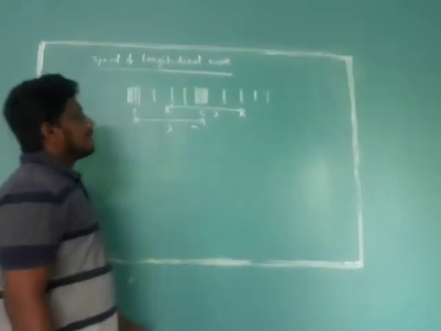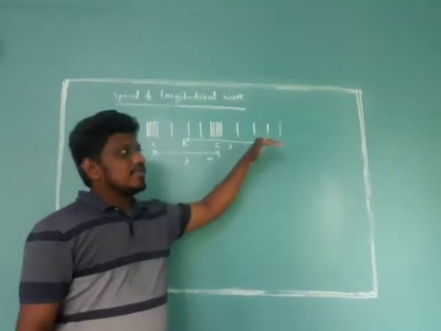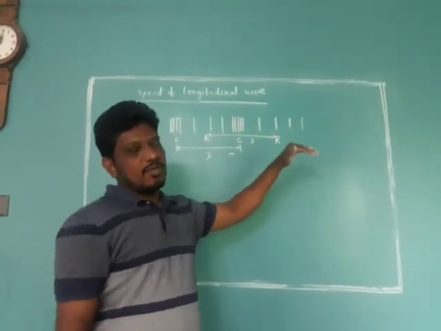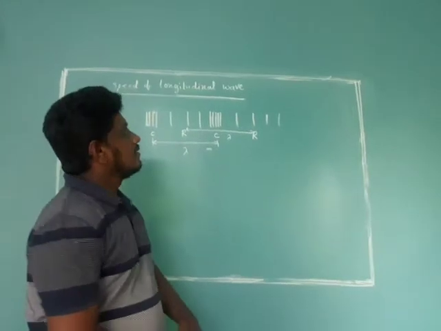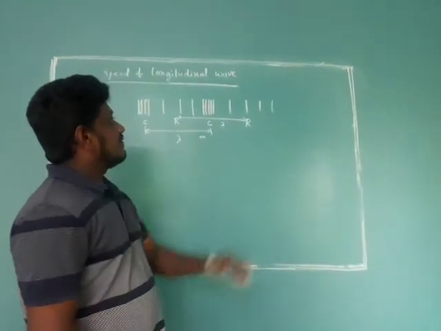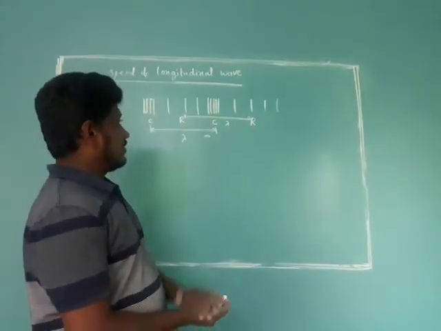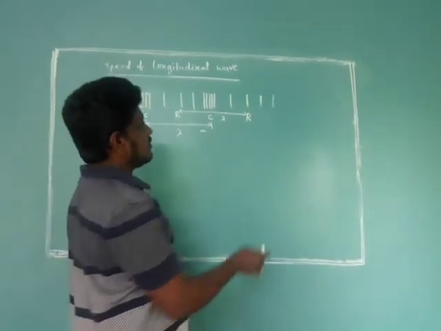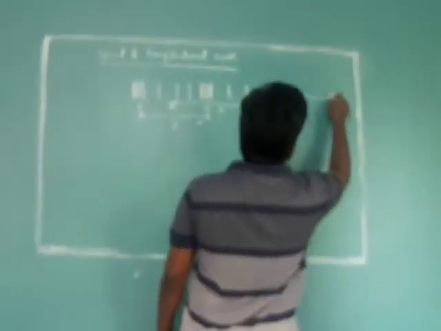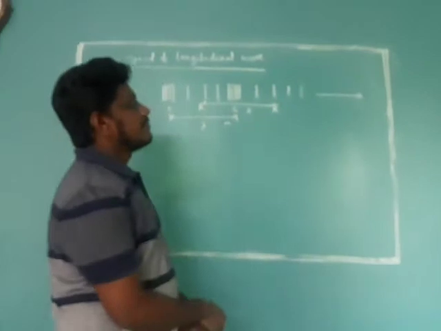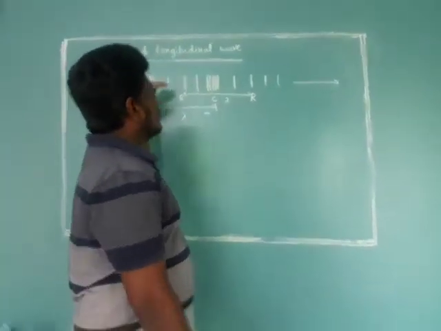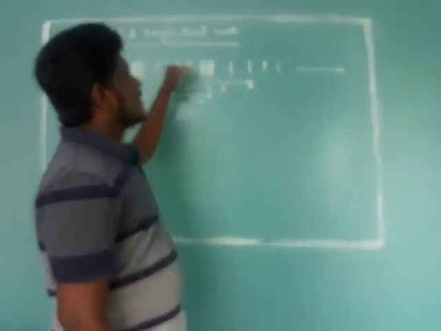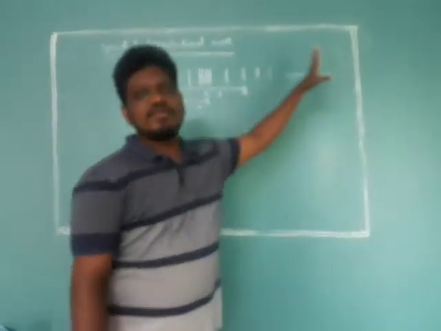So when a sound wave is propagating in the medium, particles of the medium vibrate parallel to the direction of propagation of the wave. This is the direction of propagation of the wave. To that direction, particles of the medium vibrate parallel, giving compressions and rarefactions.